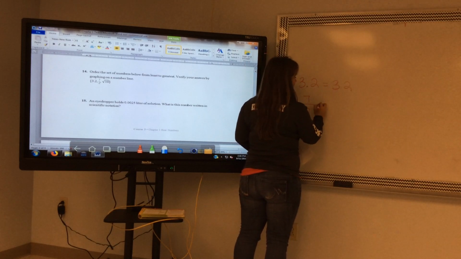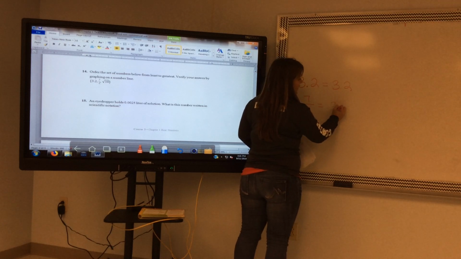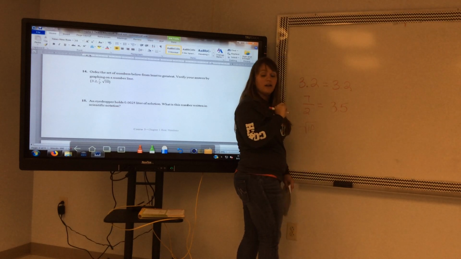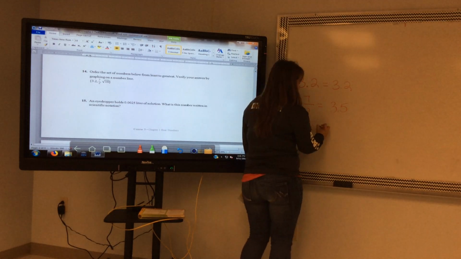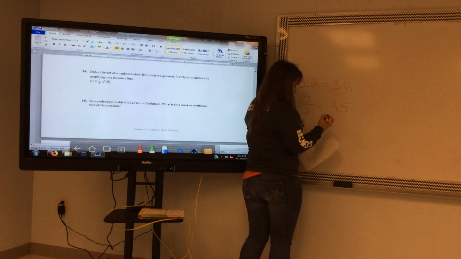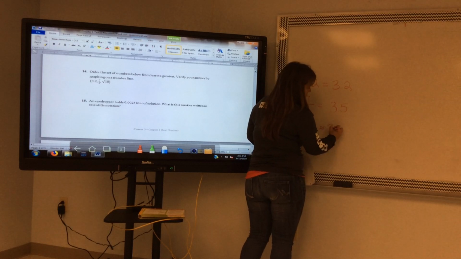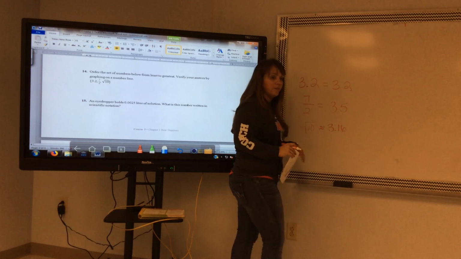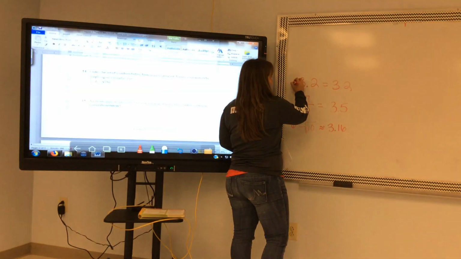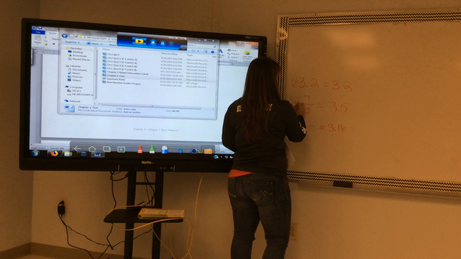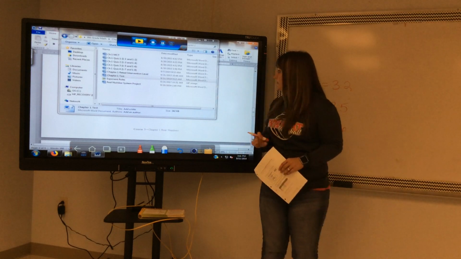3.2 is equal to 3.2. 7/2 is equal to 3.5. You can do that in your calculator by hitting 7/2, control enter. And then the square root of 10 is approximately 3.16. So when I order these from least to greatest, this is my least, this is my second, and this is my third.